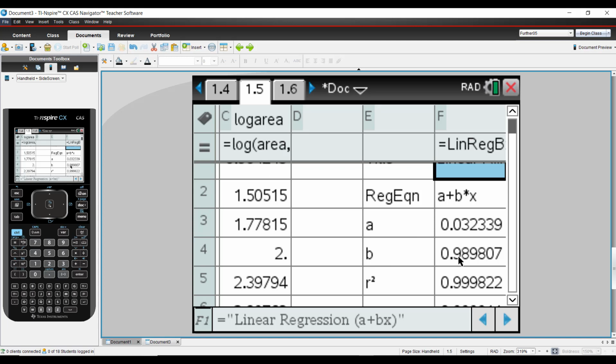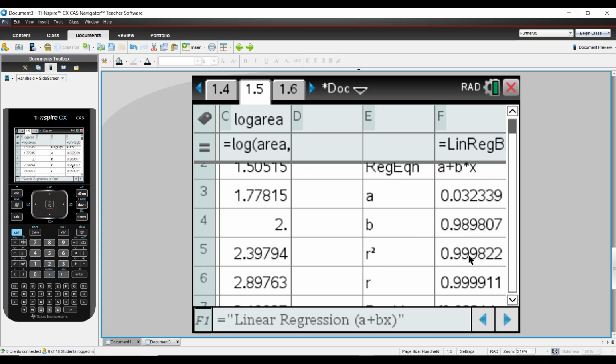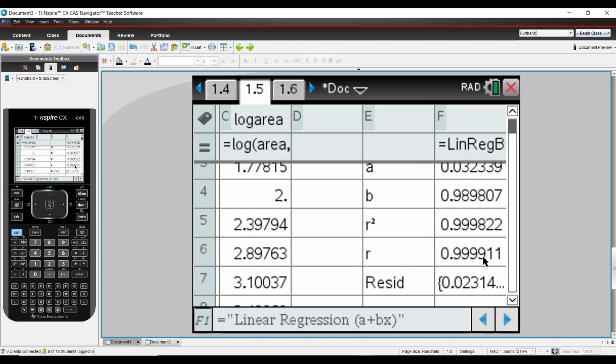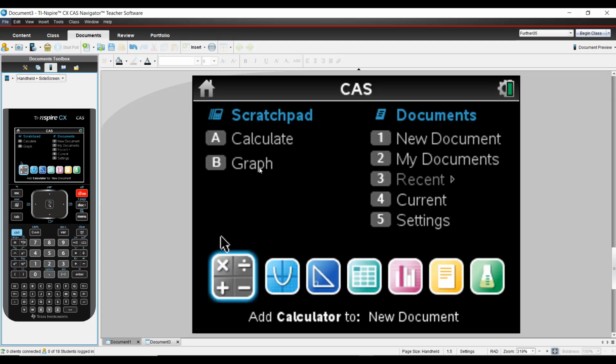The gradient is 0.9898. The r squared, the coefficient of determination, is 0.999. That's extremely high. And the correlation coefficient is 0.99999. This is looking very promising in terms of linearity. They're extremely high numbers. We can't be sure until we have a look at our graph.